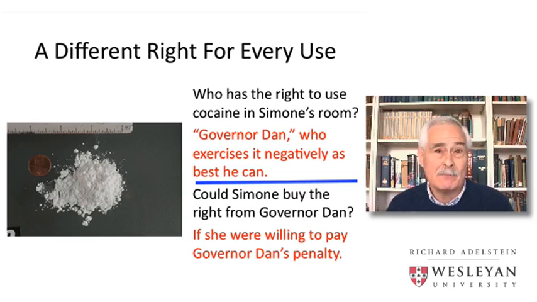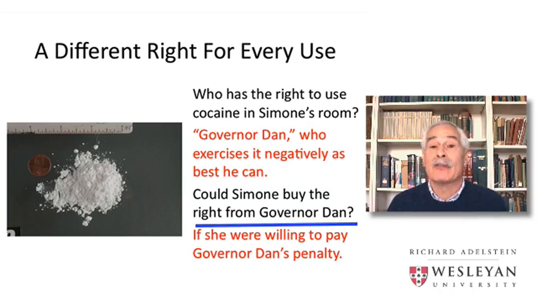Again, what we mean by Governor Dan is not Governor Dan himself as a person, since if he were to try to enter Simone's room and use cocaine, he too would be arrested and made to pay a penalty for using the cocaine. Instead, the state of Connecticut attempts to stop everybody, Simone, Mike, Mayor Dan, Governor Dan, everybody, from using cocaine in Simone's room.